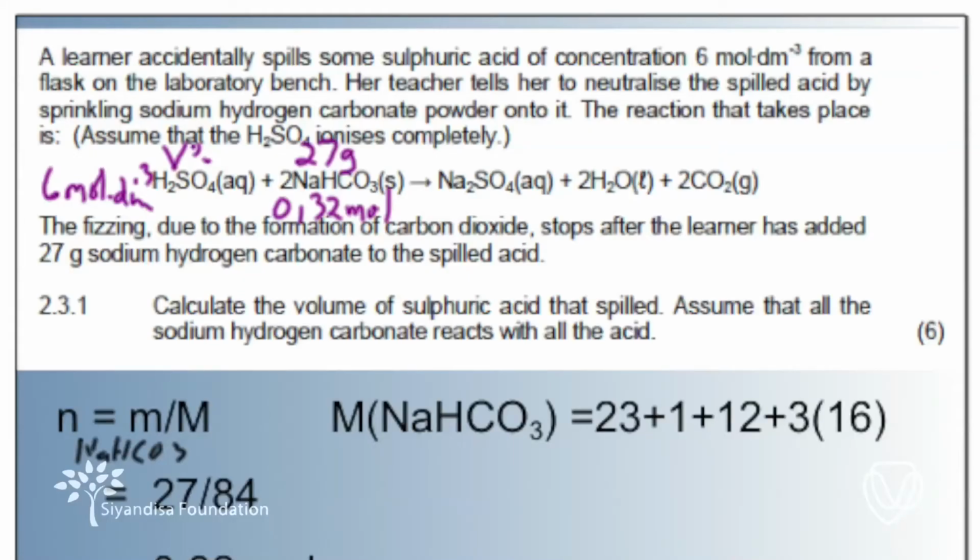Right, our next question. A learner accidentally spills some sulfuric acid of concentration 6 mole per cubic decimeter from a flask on the laboratory bench. So as I write down the value, for the sulfuric acid, I know the concentration is 6 mole per cubic decimeter. Her teacher tells her to neutralize the spilled acid by sprinkling sodium hydrogen carbonate powder onto it.